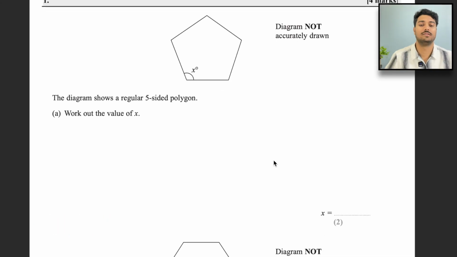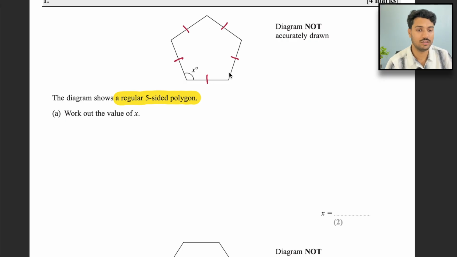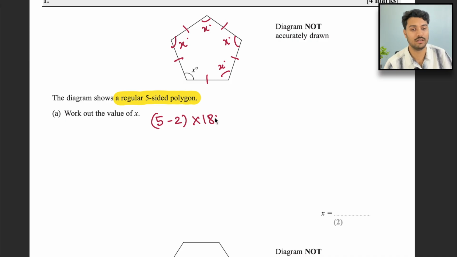Question number 1. It says the diagram shows a regular 5-sided polygon. Work out the value of x. Regular means the length of each side will be equal and all the interior angles will also be equal. So if this is x, this is also x, this is also x, this is also x, and this is also x, because it's a regular polygon. So first we have to find the interior angle sum. For that we'll do 5 minus 2 multiplied by 180 degrees, because we use the formula (n minus 2) multiplied by 180 degrees to find the interior angle sum.